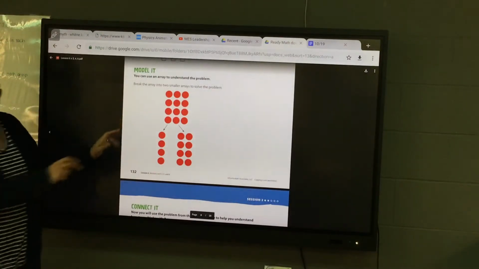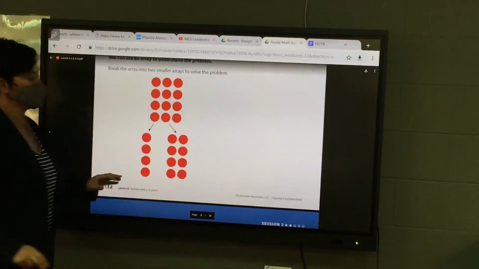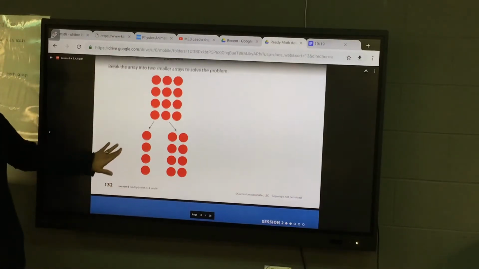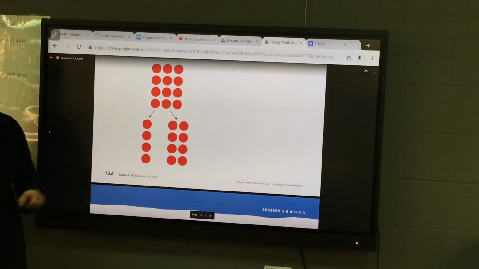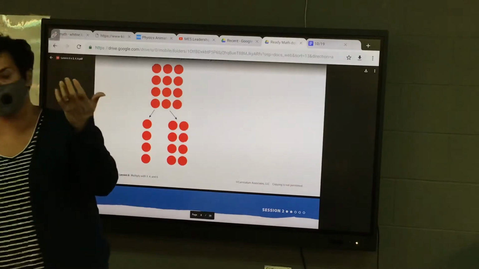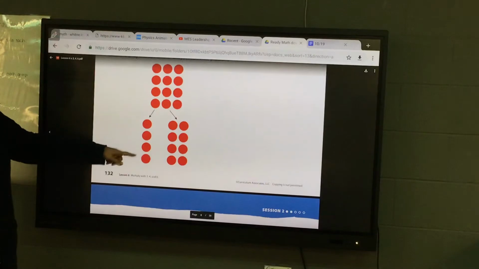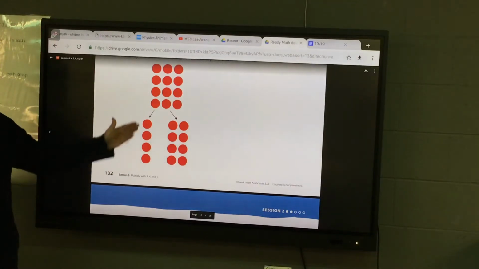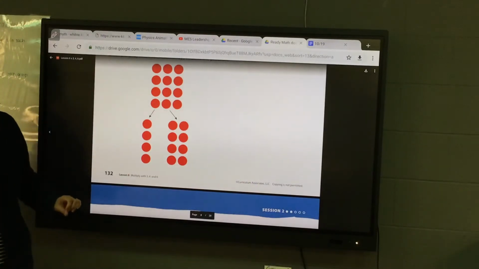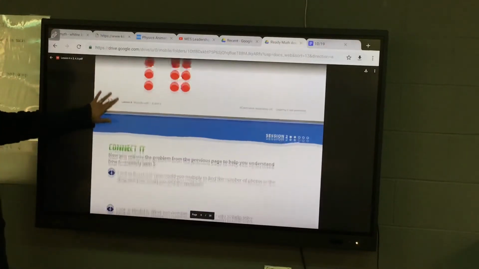So they start out with the 4 rows, 3 in each row. What did they do down here? They separated it. Did they break it apart into 2 smaller pieces? So for this one, how many rows are there? 4. How many are in each row? 1. How many rows are over here? 4. How many in each row? 2.